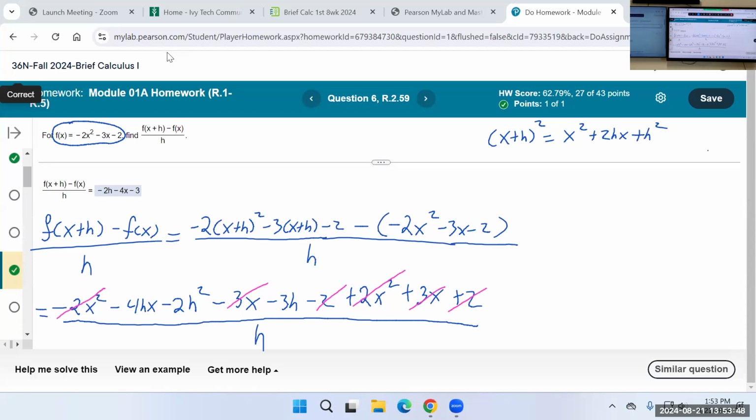Okay, so what's left is what we need to focus on, and then from there, we'll try to reduce that h out of the denominator. So I have -4hx minus 2h squared minus 3h. I think that's it for the numerator. The denominator is h. That should be h.